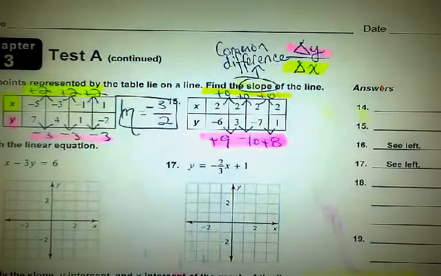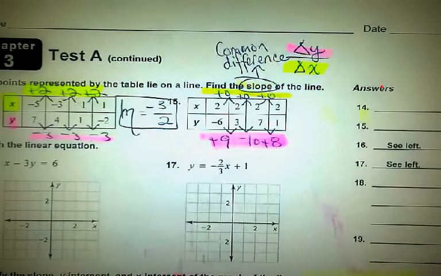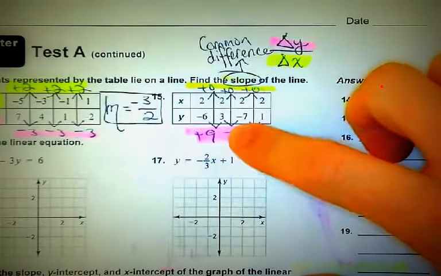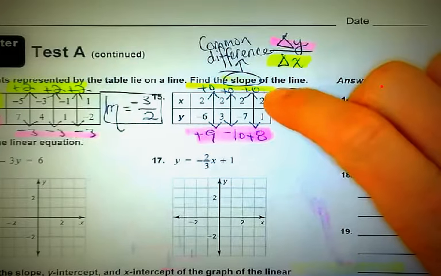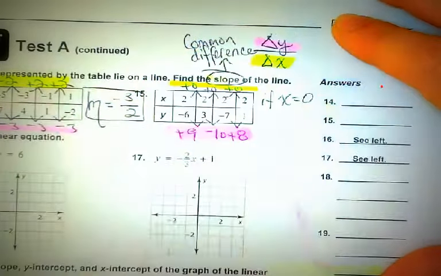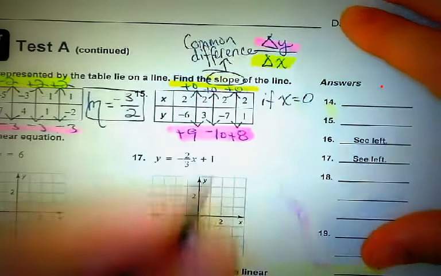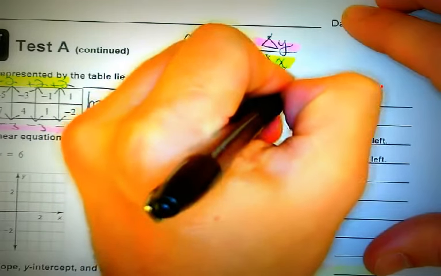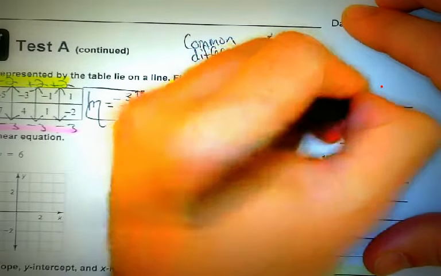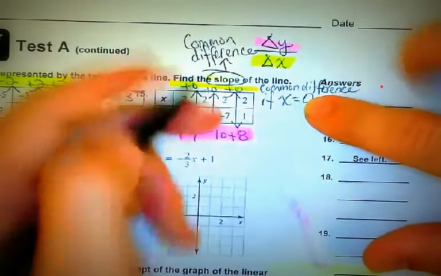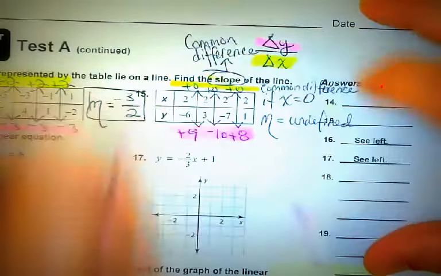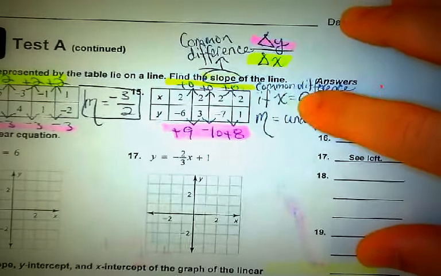when we go to write our slope, we need to put this number divided by 0, and this number divided by 0, and this number divided by 0. So when x equals 0, like the common difference, so if the common difference of x is 0, then slope is undefined. Undefined is your slope because x is 0.